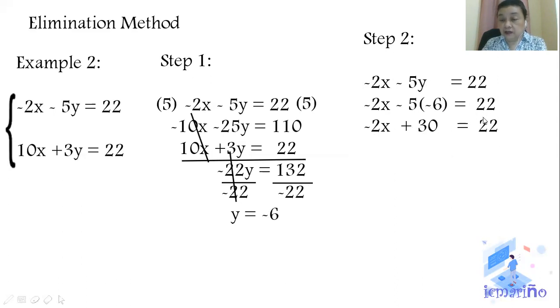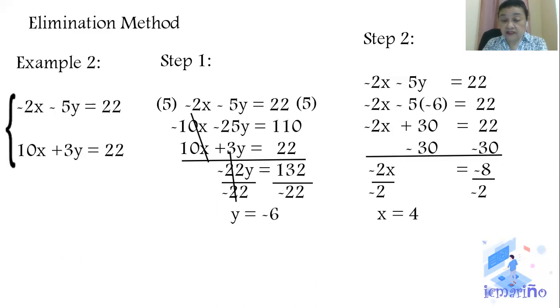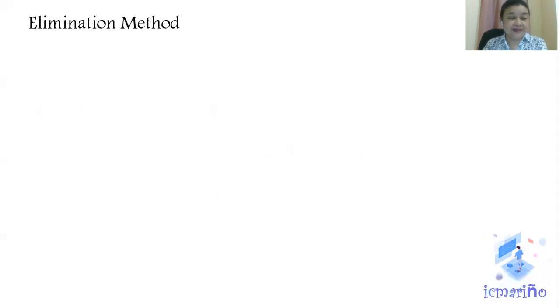Okay, which is equal to 22, and we have to eliminate 30. So subtract 30 from both sides, and that will be equal to negative 2x equals negative 8. So divide both sides by negative 2. So that cancels out negative 2, and our x equals 4. So our answer is x equals 4 and y equals negative 6. Okay. Next.